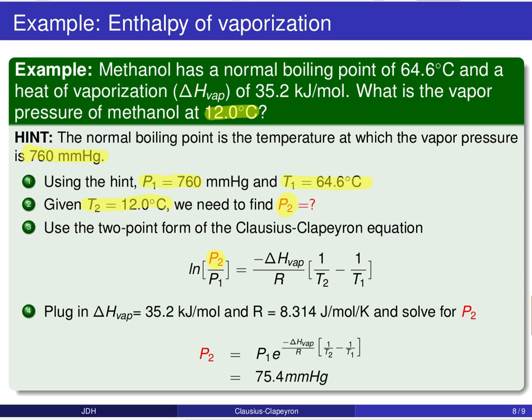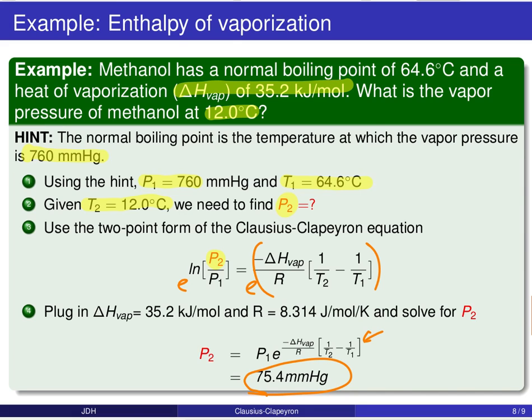Okay, so plug in everything. We know R, of course, is the gas constant. We're actually given the enthalpy of vaporization here, so we can plug that in too. All that we really have to do is a little bit of algebra to solve for P2. The approach is to take the exponential of both sides, so raise both sides to the e. That gets rid of the natural log on the left. We can multiply P1 up on the right, and this entire term up here will then show up in our exponential. We can plug in all of the known values on the right-hand side, and we will arrive at the value of 75.4 millimeters of mercury.